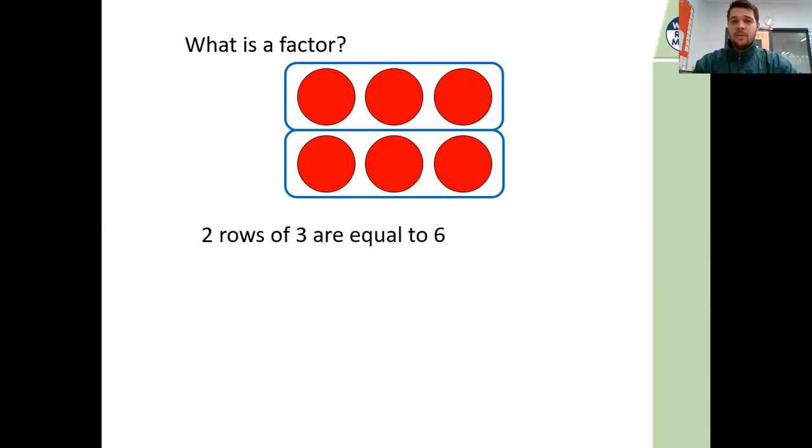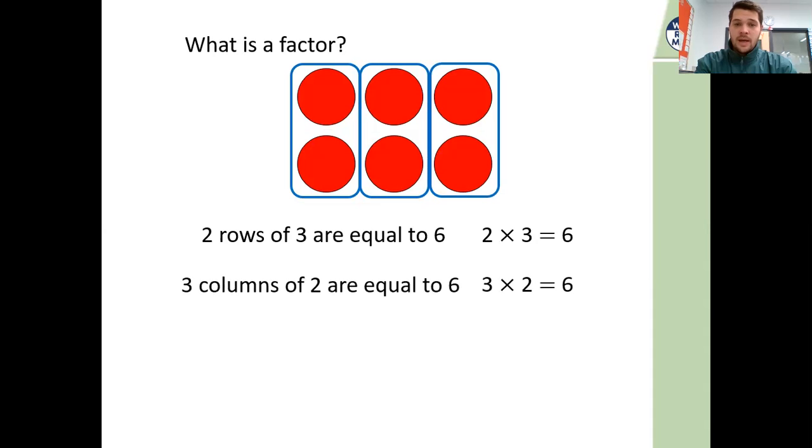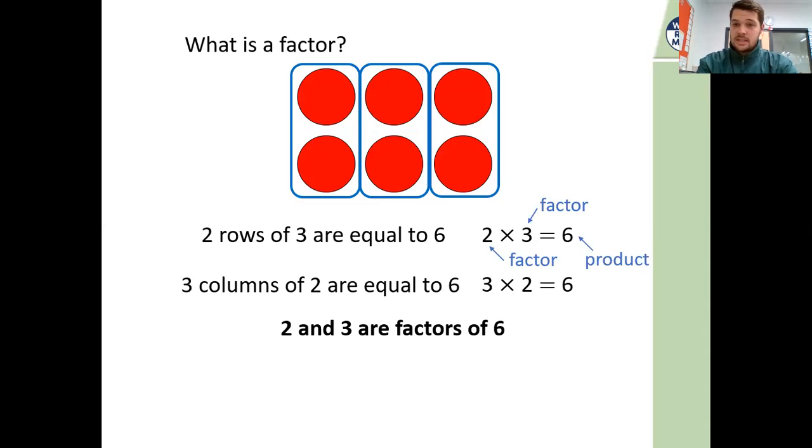So let's have a look here. 2 rows of 3 are the same as 6. 1, 2, 3, 4, 5, 6. 2 times 3 equals 6. That means that both 2 and 3 are factors of 6. 2, 4, 6, 3, 6. Both my 2 times tables and my 3 times tables have 6 in, so 2 and 3 are factors of 6. They're my factors, and that's my product.